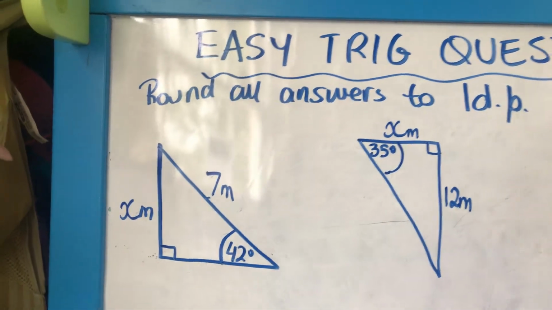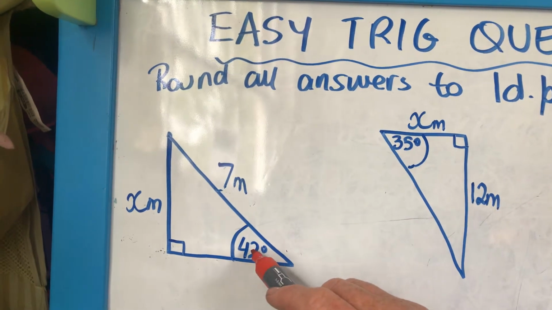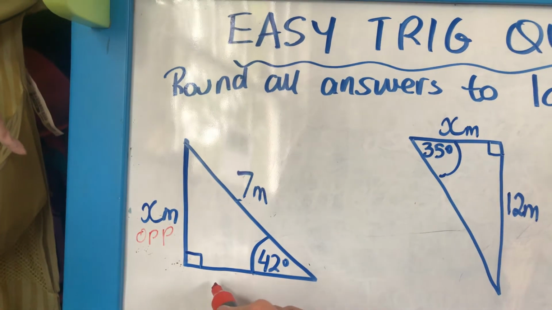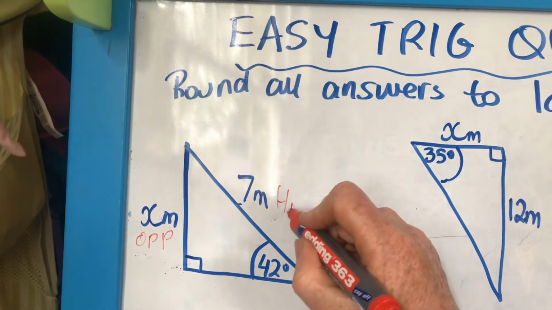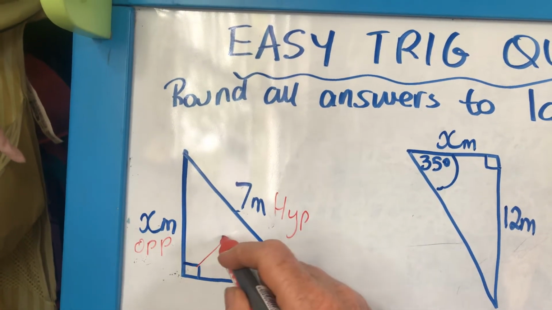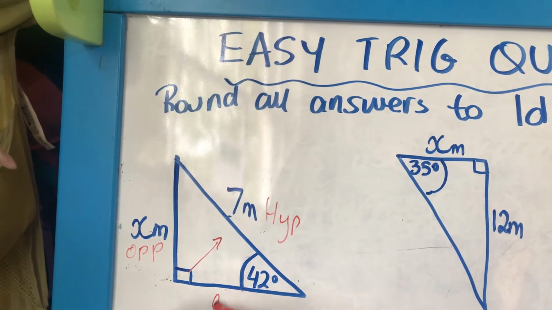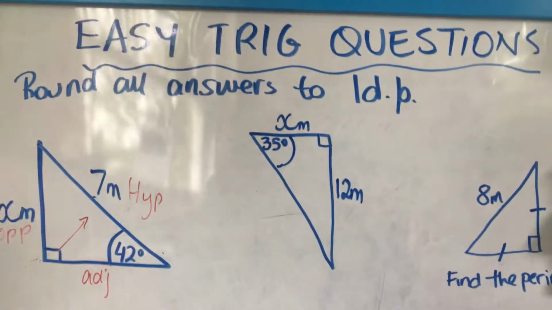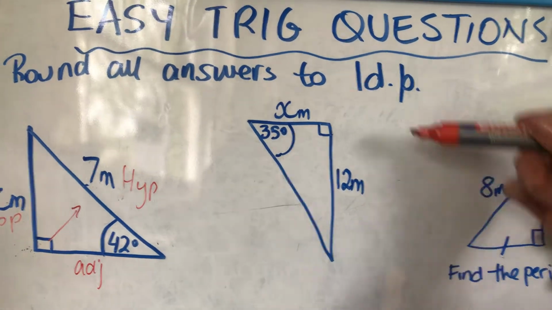All right, so to start with, we have to use this angle of 42 degrees. So that means applying to this angle here, the opposite is this side. The hypotenuse is always the one across from the 90. So that means this is adjacent to our 42. Let's label the sides on the second diagram.